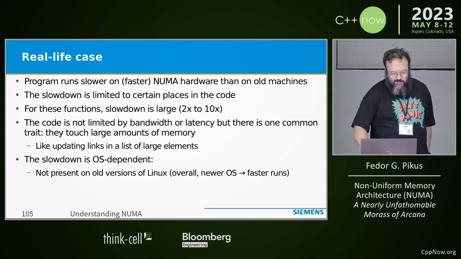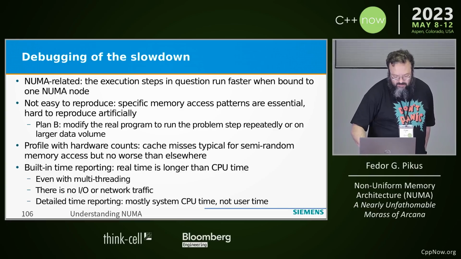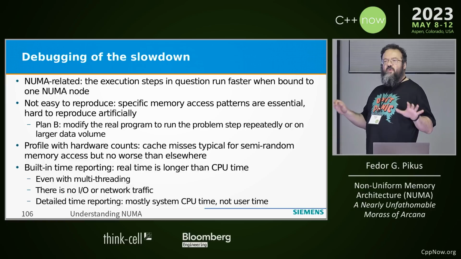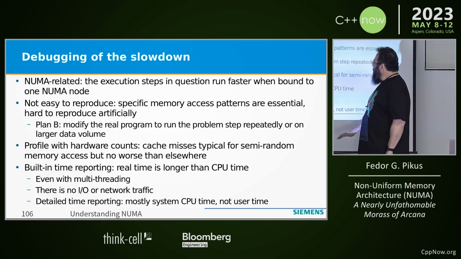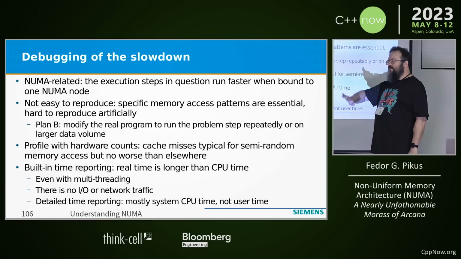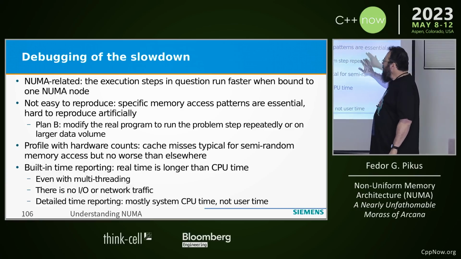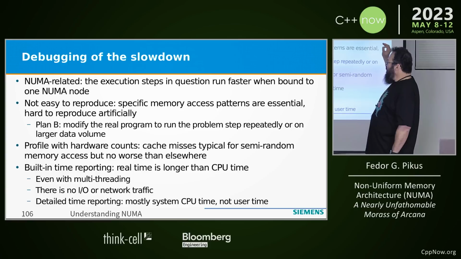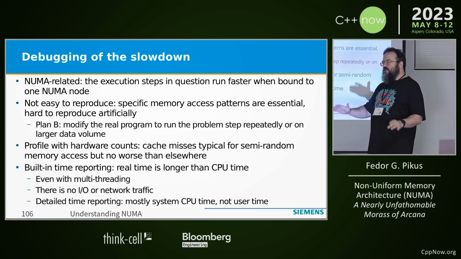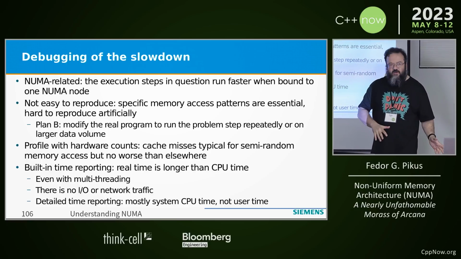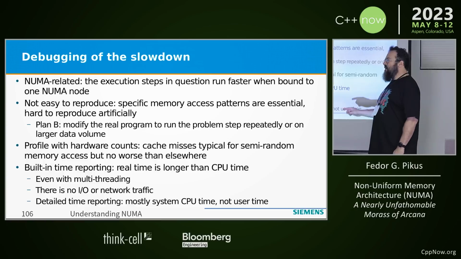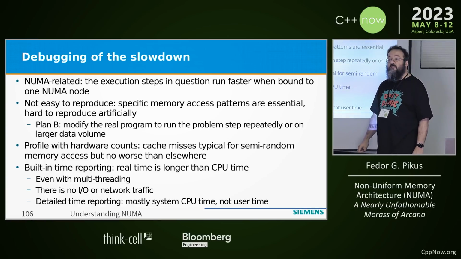Okay. All right. Let's see. Are we okay for a really weird case? A very short, really weird case. Everything that I told you before doesn't apply. We have a real program. It runs slower on NUMA systems than on non-NUMA systems. It runs slower on the new NUMA systems than on the old NUMA systems. In absolute terms, yes. Even in absolute terms.